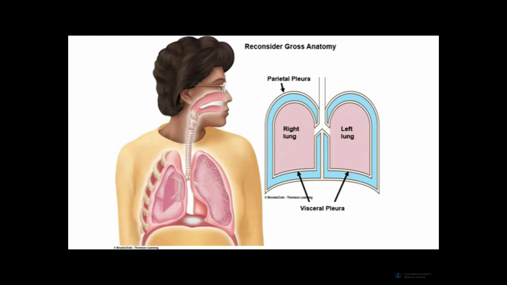Those membranes produce a fluid that fills the space in between. The fluid is called pleural fluid, and the space is called the intrapleural space. While we have air movement into and out of the lungs through the airways, we have no air in that intrapleural space. We only have this water-based fluid.